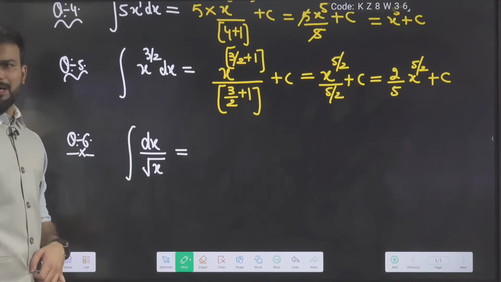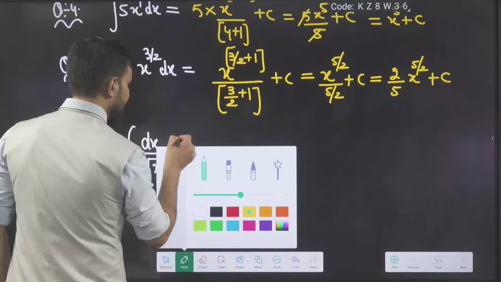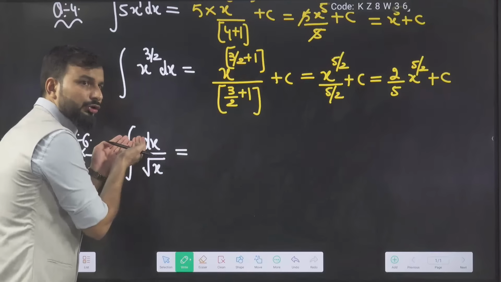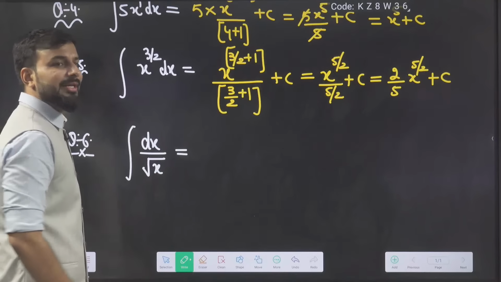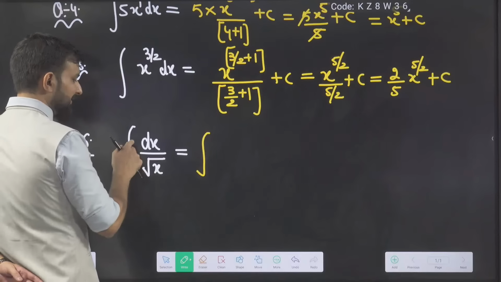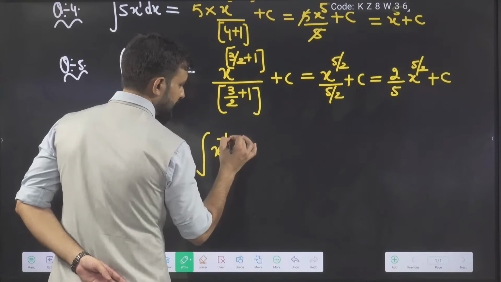So many members have answered correctly. Very good. So here what will happen? First of all, the problem is that it is not in the numerator, it is in the denominator. So I need to bring it to the numerator. I will bring this from here to here. So it will become x power minus 1 by 2.